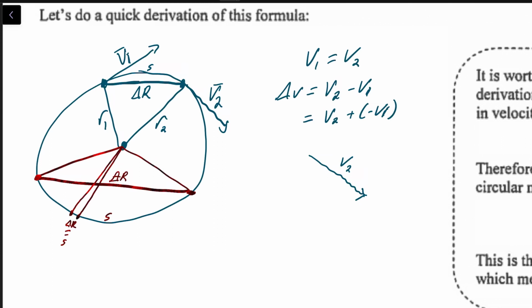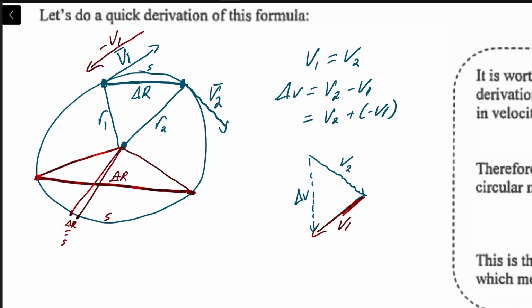Okay, and velocity 1, now I want to put the negative of velocity 1. So this is negative v1. And so that negative v1 is going to be something like that. Okay, so your change in velocity looks something like this. Change in velocity. Now you might be saying that change of velocity doesn't look like it's heading towards the center of the circle between those 2 points.